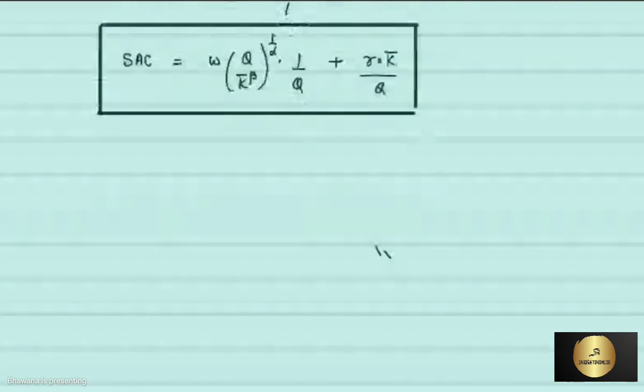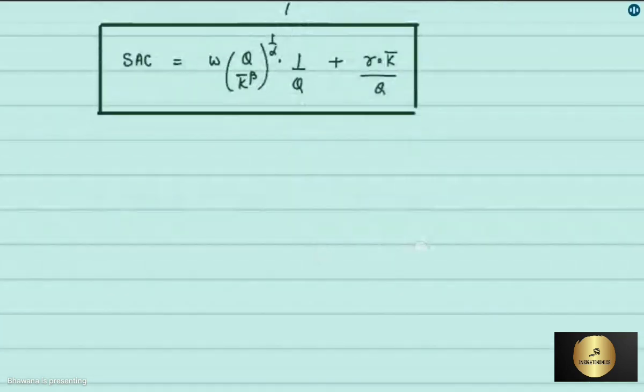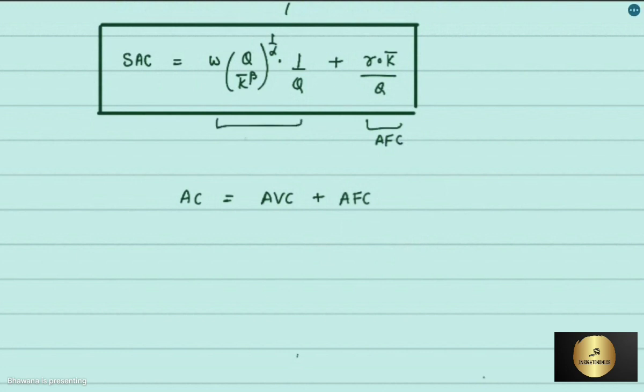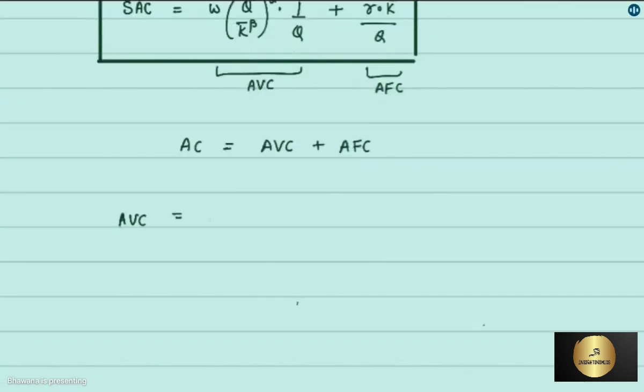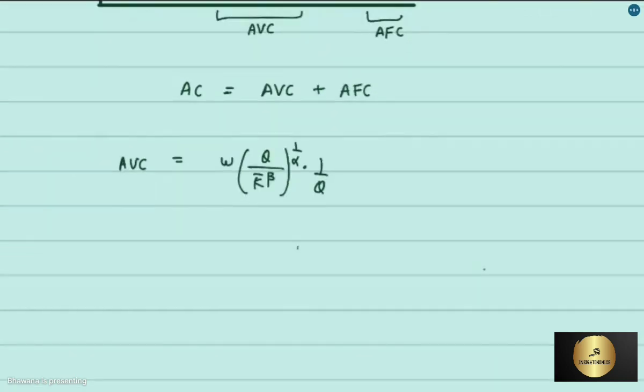As we know, in a short run or in a long run, average cost is equal to average variable cost plus average fixed cost. Capital is fixed, so this must be the average fixed cost, and this must be the average variable cost, right? So you can say that average variable cost is equal to W (Q / K̄^β)^(1/α) into 1 by Q. This is your average variable cost.